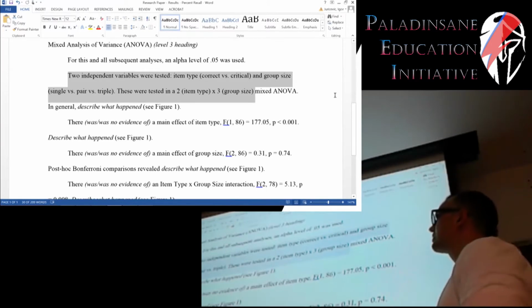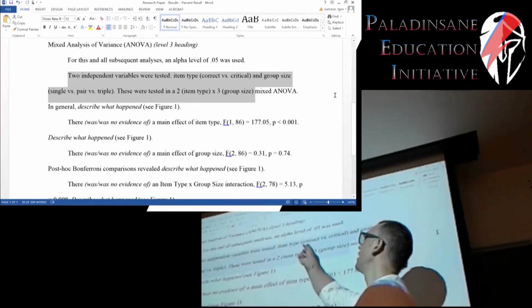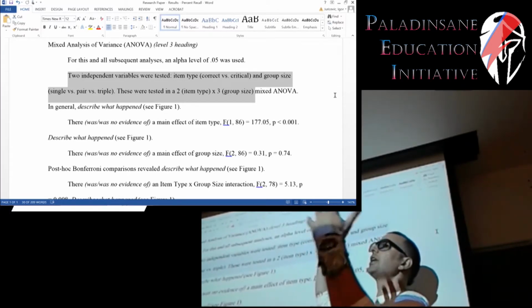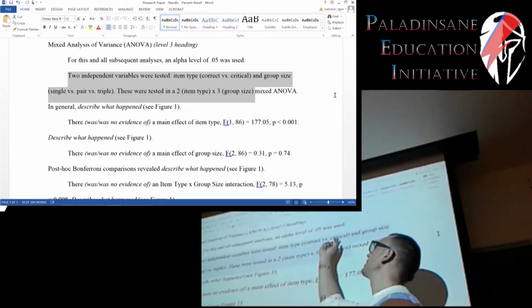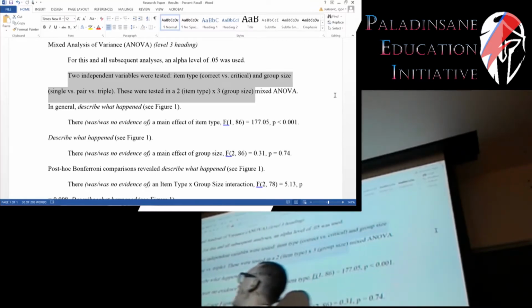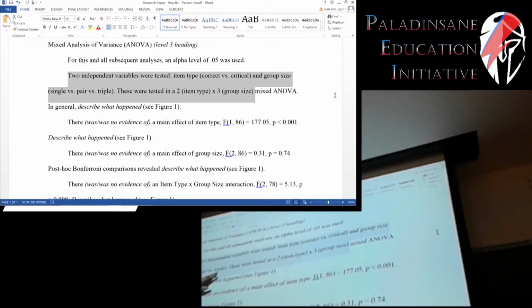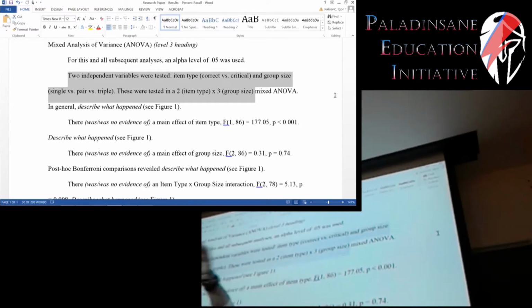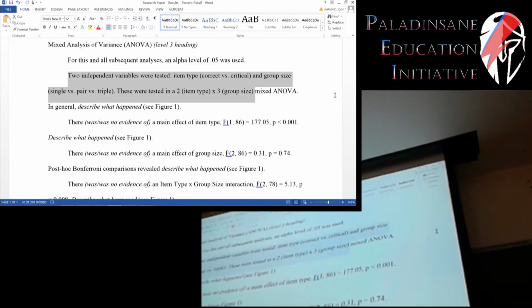All right, so notice that the types of words that we are analyzing are either the correct words, the words that were presented, or they're the critical words, the words that were the false memories, the words that were not presented. We have group size, and we're going to call them singles, pairs, and triples. And then we have names for our variables. We got item type. Was it correct or was it critical? We have group size. Was it single, pair, or triple?